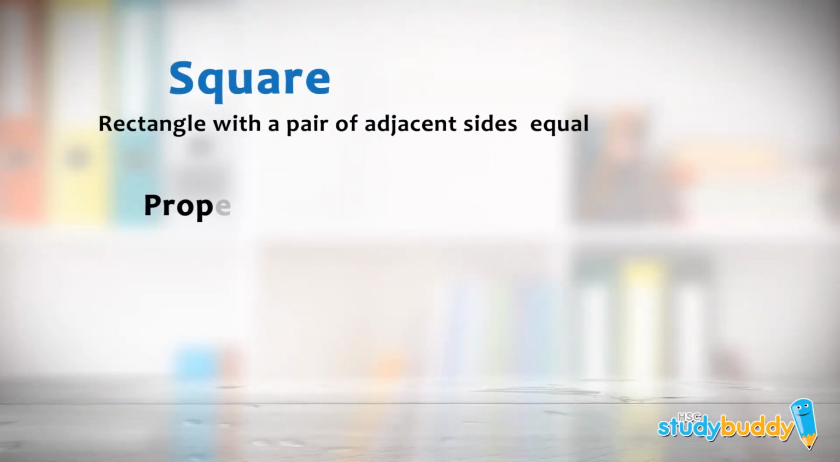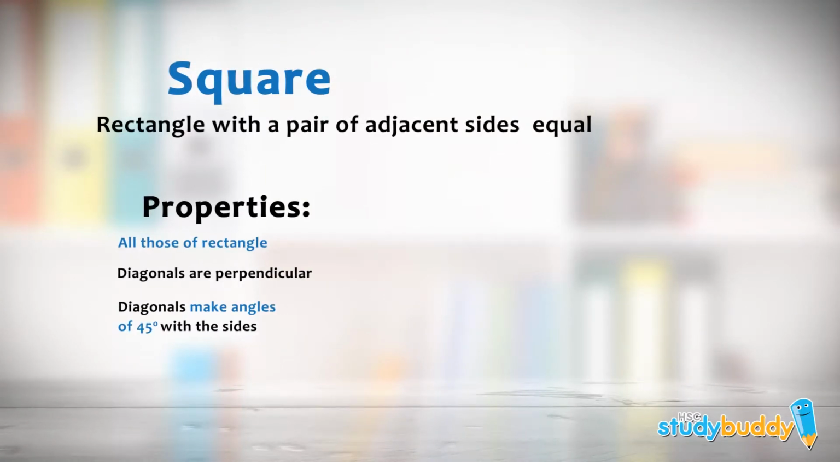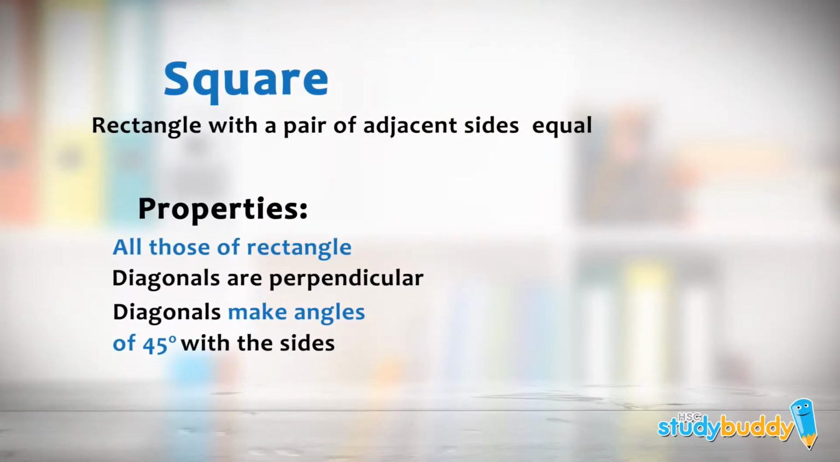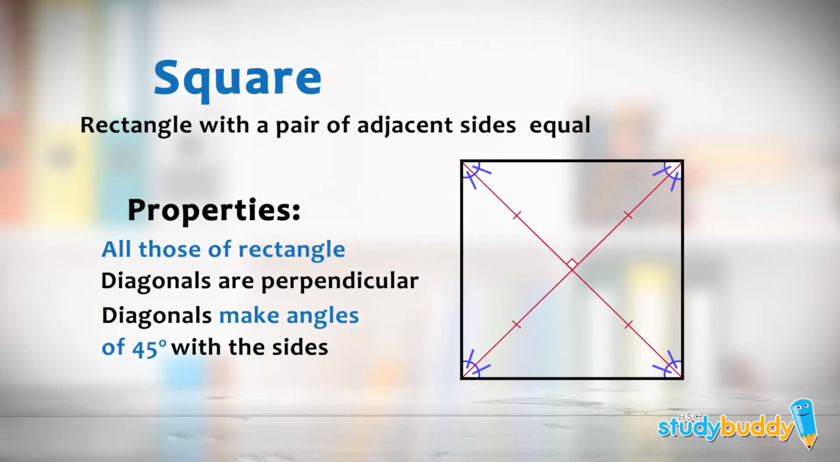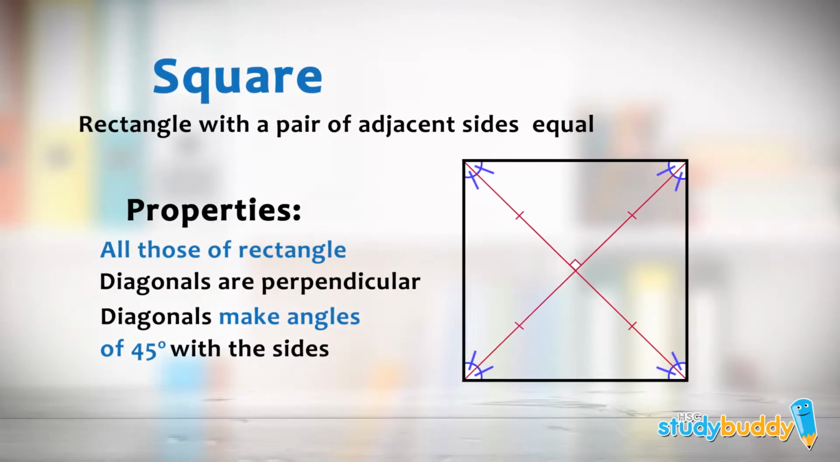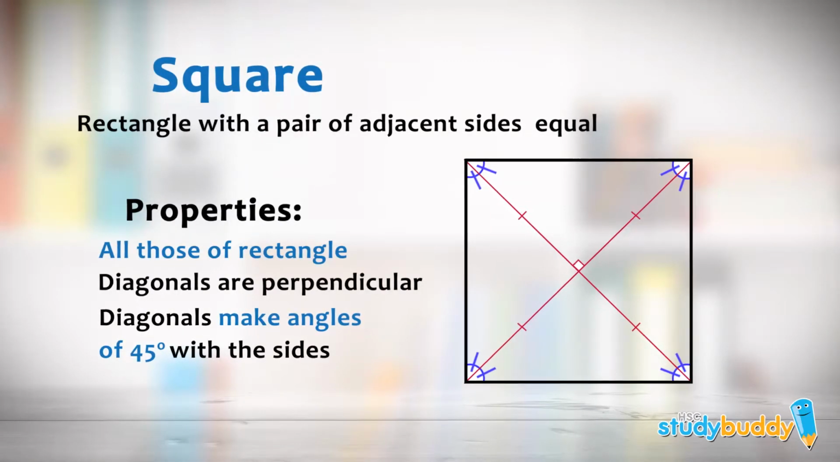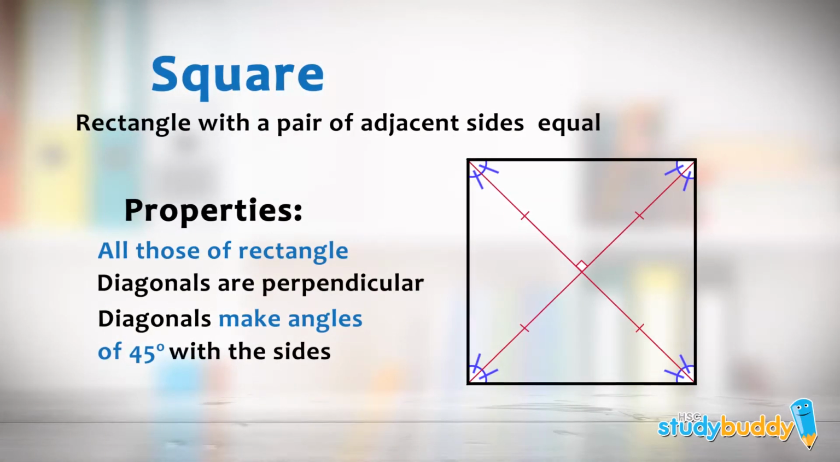Moving on to the square. The square comes from a rectangle, and that's a rectangle with a pair of adjacent sides equal. Its properties are all of those of the rectangle, as well as its diagonals are perpendicular, and the diagonals make angles of 45 degrees with the side.